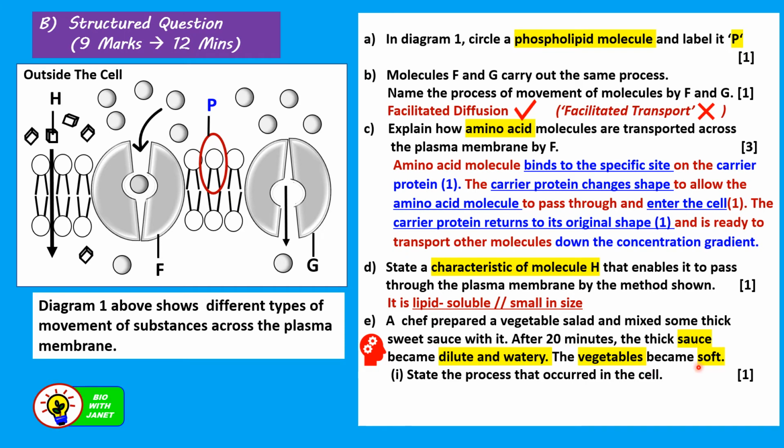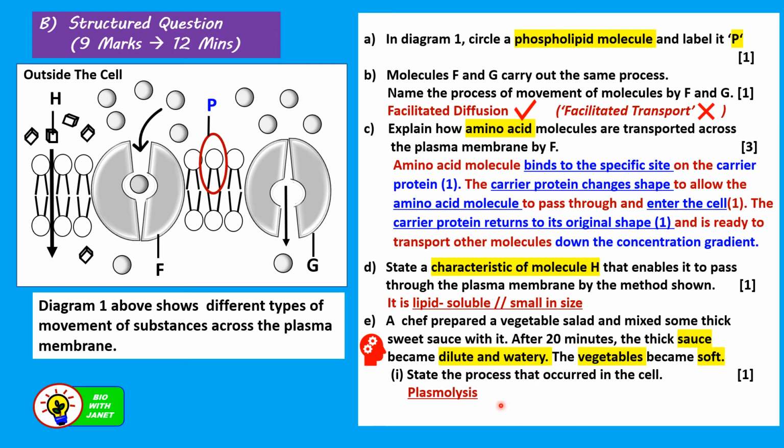so the cells become plasmolyzed, and there's no support for the cells, or for the tissues anymore. So the vegetables become soft. Okay, now state the process that occurred in the cell. Plasmolysis is the answer. Not osmosis, because osmosis leads to the process of plasmolysis, and that's the process that occurred in the cell.